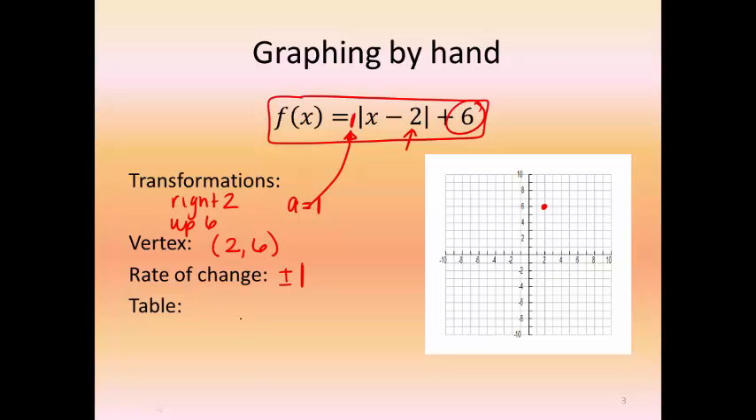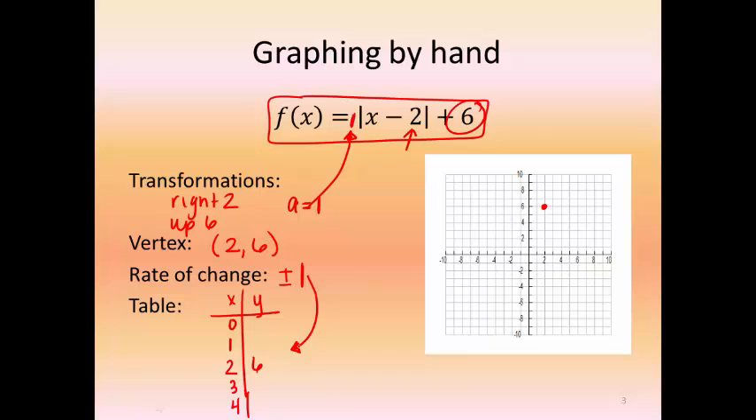And now we're going to make a table. When we make a table, we want to put our vertex in the middle, and this is going to give us that symmetry. So I will have 2, 6 in the middle, and then I will pick points for x that are on either side of the 2. So for example, if I want to go smaller, I would go 1 and then 0, and then bigger, I would go 3 and 4.